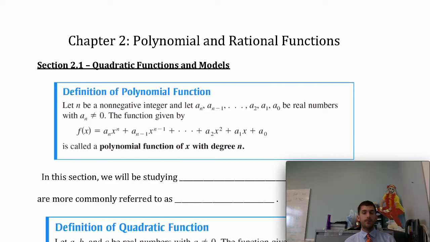Unit 2, it's all about polynomial and rational functions. We're going to start off with quadratic functions. But before we do that, let's go back and just do a general definition of a polynomial function.